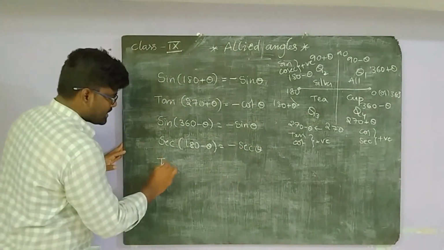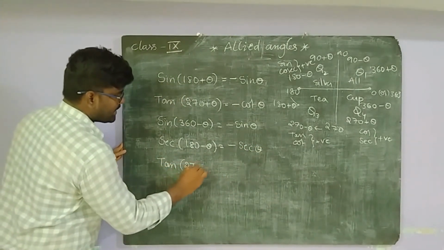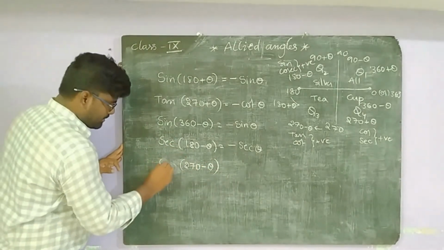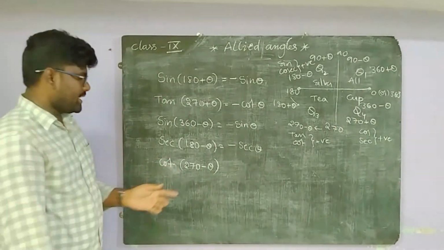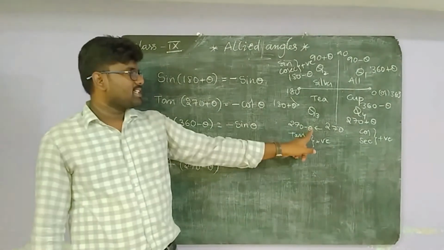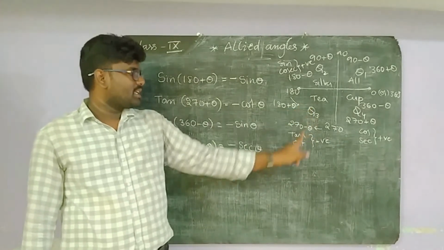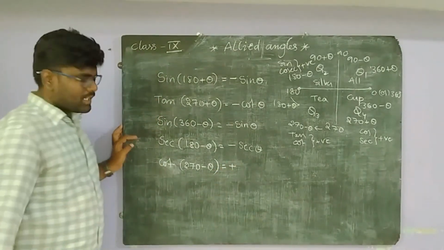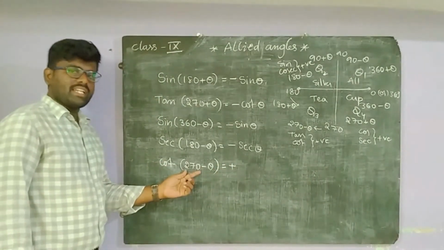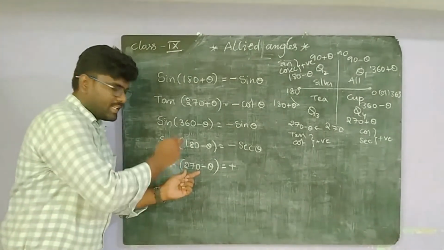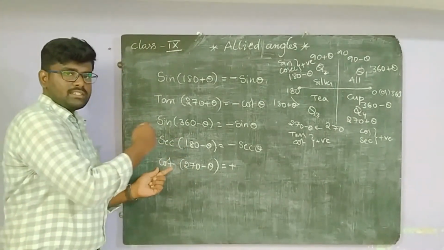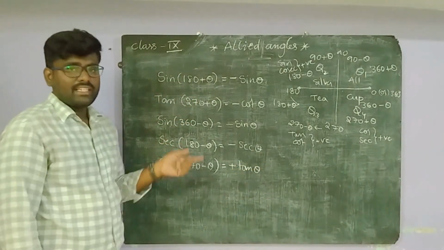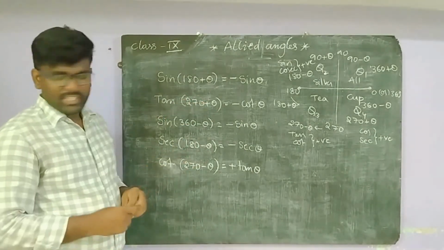In the same way, sorry, we want cot(270 minus theta). 270 minus theta is in the third quadrant. In the third quadrant, what are positive? Tan and cot are positive. That means the answer is positive. Is 270 an even multiple of 90 or an odd multiple? Odd multiple of 90. Odd multiple of 90 means the trigonometric function changes. How it changes: it becomes tan theta. Similarly, if they ask any angle, we can simplify like this.